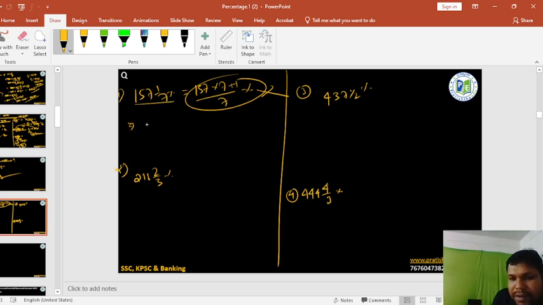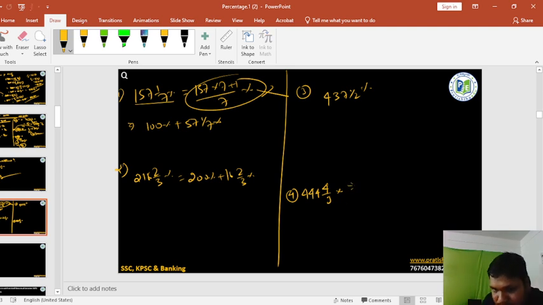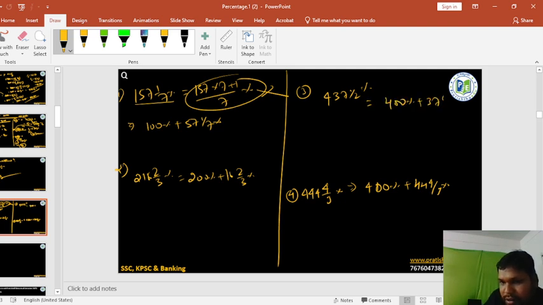Now this 157%, I split it as 100 plus 57 is to 1 by 7%. Correct? I can split them. If 216 is there, I will split it as 200% plus 16 is to 2 by 3%. If 444 is there, I'll write it as 400 plus 44 is to 4 by 9%. Or if 437 is there, I'll write 400 plus 37 is to 1 by 2%.